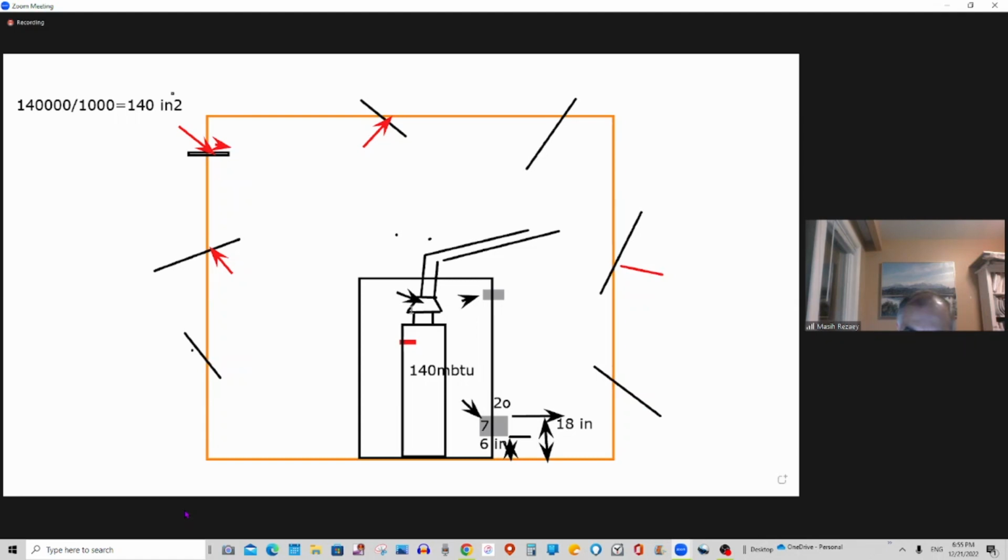If it is a natural draft, you need two openings, one in the bottom, one in the top. The bottom one shouldn't be less than 6 inches, not more than 18. The top one should be as close as possible to the ceiling. If you have only fan assisted, you only need to make one opening on the bottom. Does everybody understand?